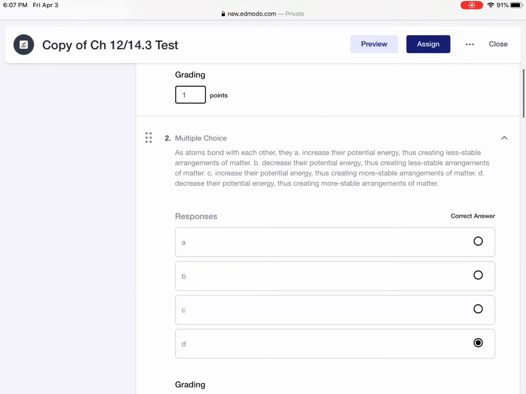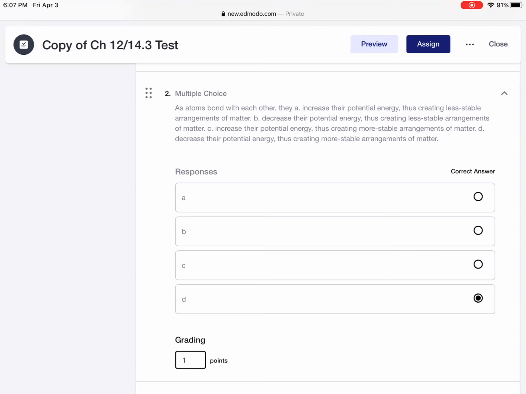Number two, as atoms bond with each other, they A, increase their potential. No, actually, it's a decrease in potential, so we can eliminate that. B, decrease their potential, thus creating less stable. Nope, they create more stable arrangements. C, increase the potential. We don't want that. D, decrease the potential while creating a more stable arrangements of the matter. And that is the correct answer, D.